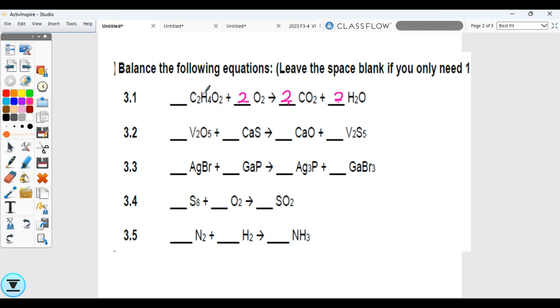So now let's just count. 2 carbons, 2 carbons. 4 hydrogens, 2 times 2, 4 hydrogens. Oxygens, there are 2 there, and there are 2 times 2, so there's 4 plus 2 is 6. Here on this side, there's 2 times 2 is 4, 2 times 1 is 2. So there's 6 on the one side and 6 on the other side. Okay, so it's just counting, but let me know if you want me to do more of them.